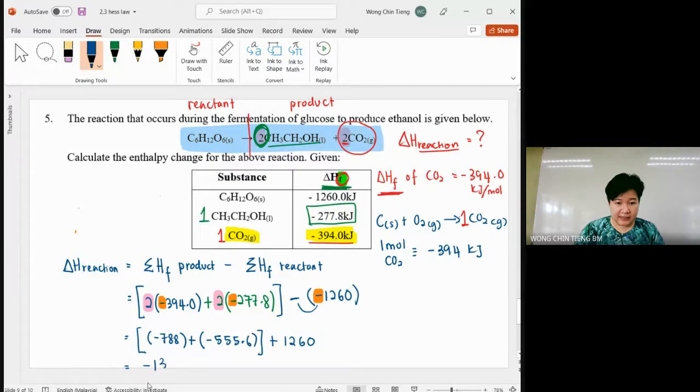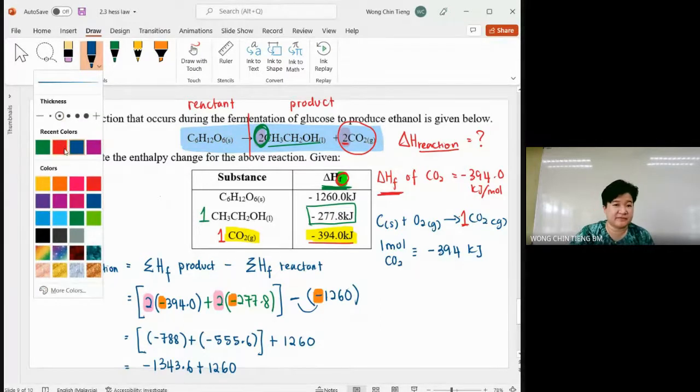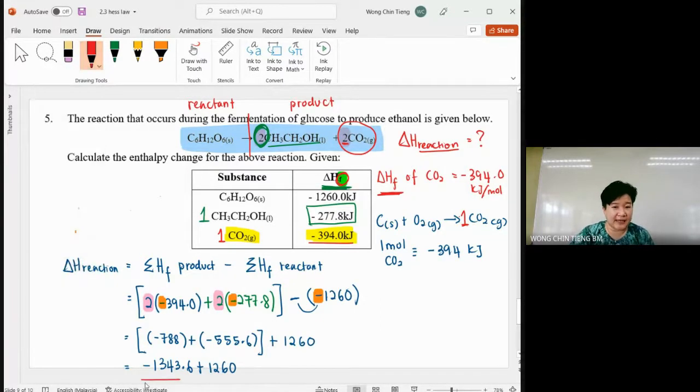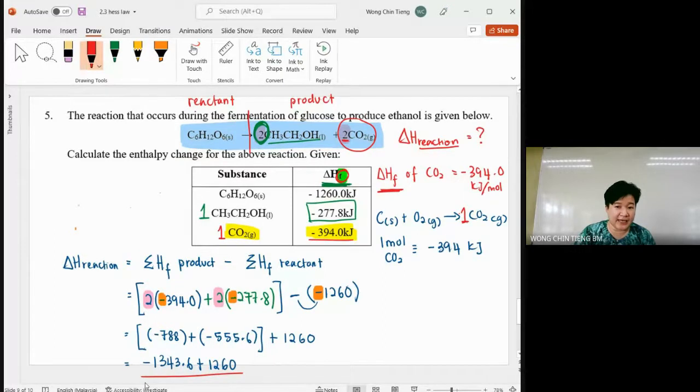So matematik akan jadi negative 1343.6 plus 1260. Kenapa saya insist benda ni? Sebab nanti jawapan akhir, guys, jawapan akhir kamu, positif or negatif? Negatif. Thank you. Negatif. Alright. Negatif, tolaklah sayang.